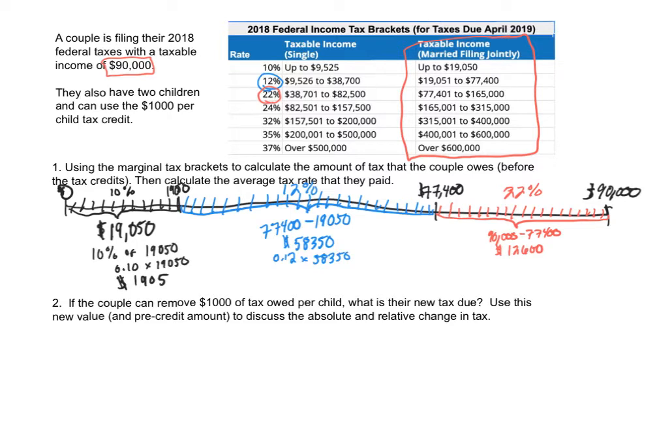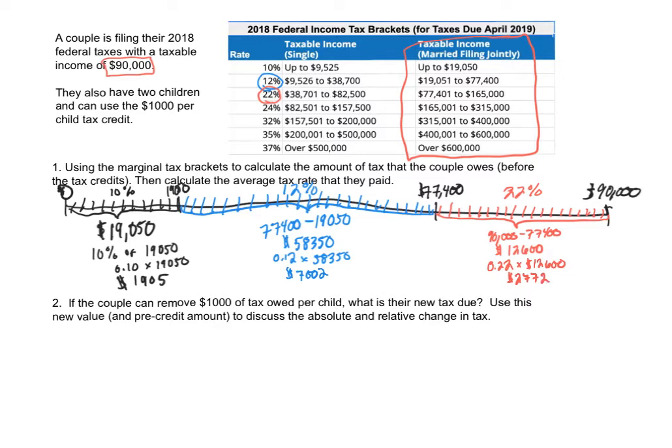I got $7,002. So that means they need to pay $7,002 for that next $58,350 that they make. And now they need to pay 22% of the amount of money that they earned within the next bracket. And they earned $12,600. So if we take 22% of that, let's see what we get. We have $12,600 in that window times 0.22, $2,772.